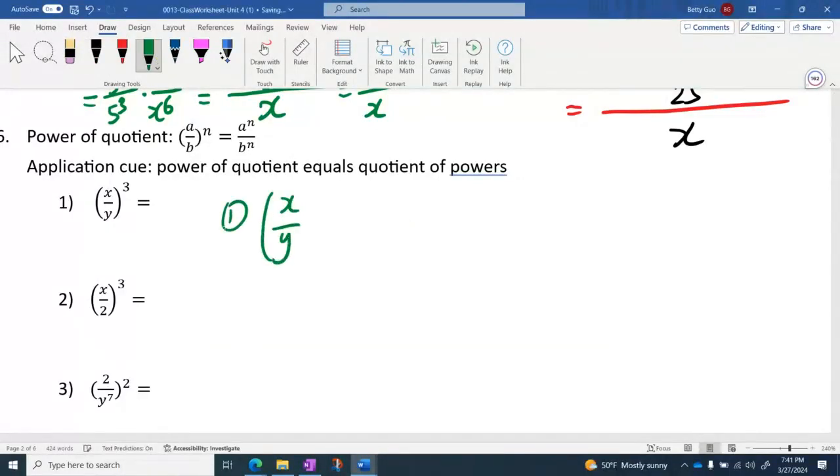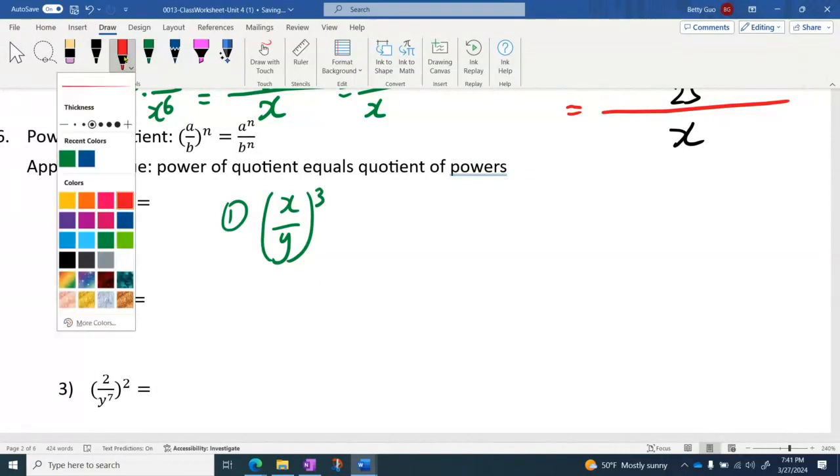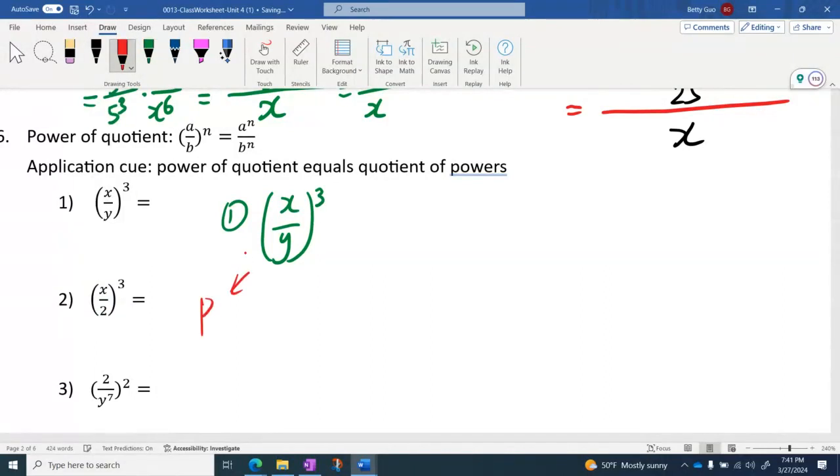Number 1, this expression we're looking at is a power of quotient. Okay? Third power, specifically third power of the base. The base is a quotient. Quotient is the result of division. So x divided by y. So hope you see that this expression you're looking at is a power of quotient.